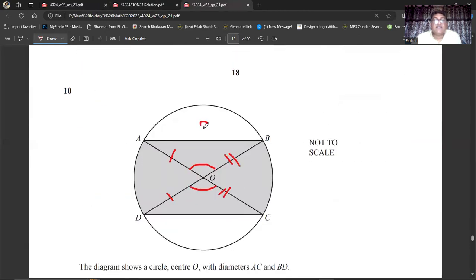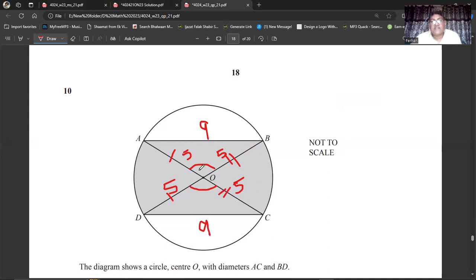This AB is 9. This side is also 9. I know this side is 5. That's radius. This is 5. That's radius. This is 5. That's radius. This OD is also 5. So they want me to find out the circumference and the perimeter of this shaded region.